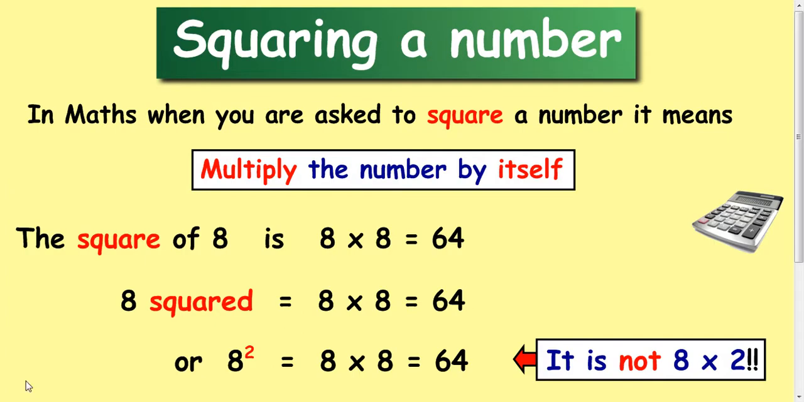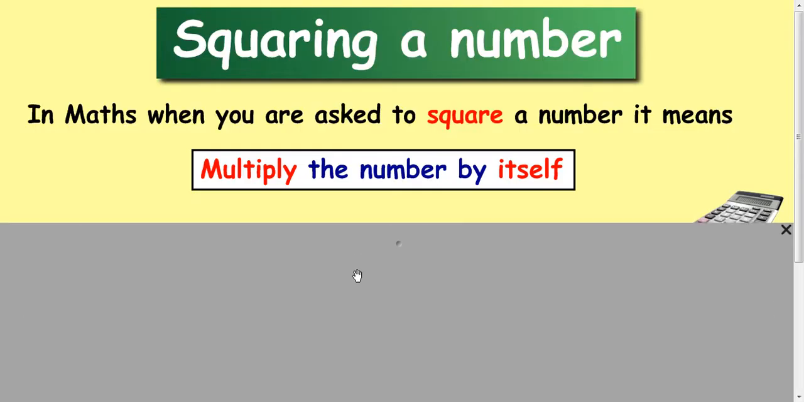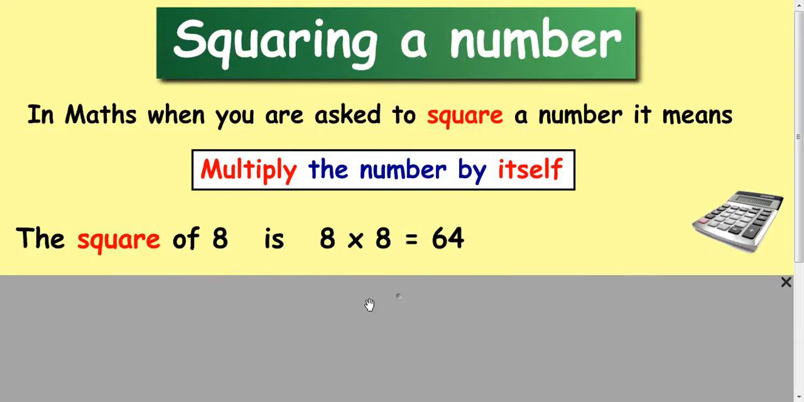So before we do that, we need to understand what certain things are in mathematics, the first of which is squaring a number. So when you're squaring a number, this means that you're multiplying the number by itself. So squaring a number like 8, the square of 8 is really just 8 times 8, which is 64. The most common mistake is people double it to get 16.